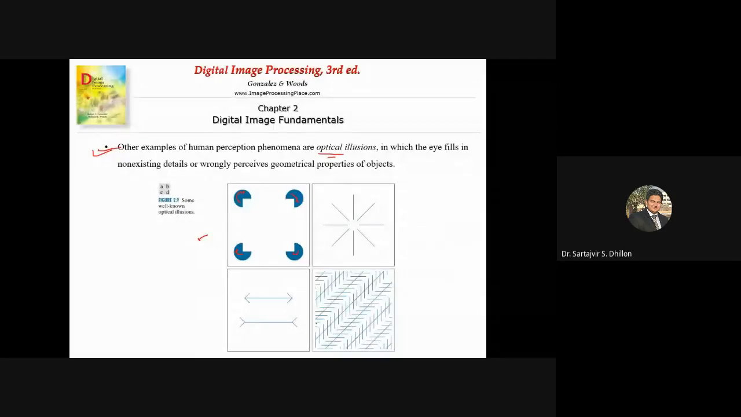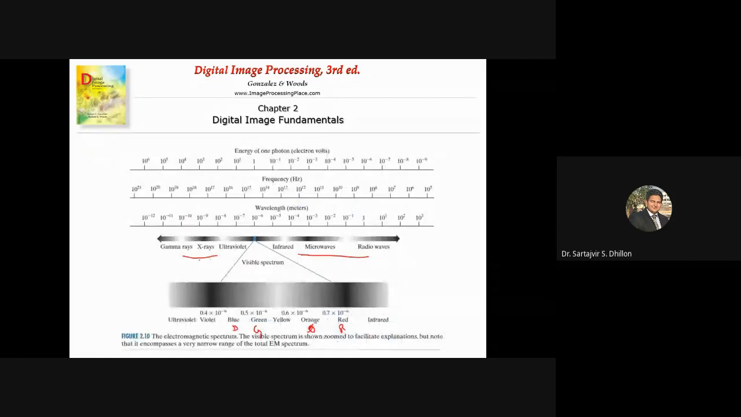Then there is the electromagnetic spectrum, in which gamma rays, X-rays, ultraviolet, visible, infrared, microwave, and radio waves exist. But our eye can acquire information through the visible band only. When we talk about the visible band, we are actually talking about the blue band, green band, and red band. Yellow and orange fall between the green and red. We always say that red, green, and blue are the three primary colors.